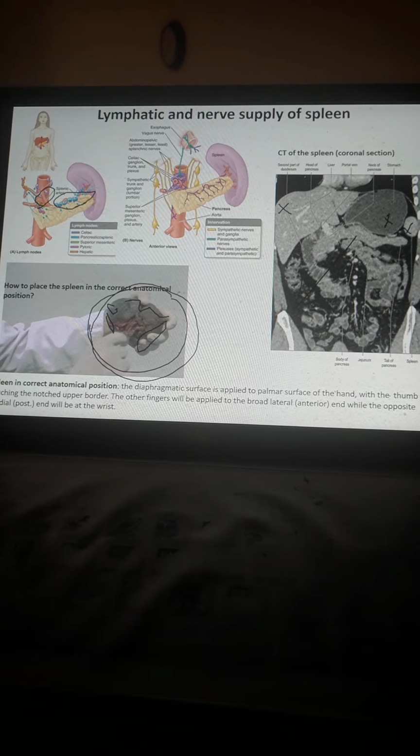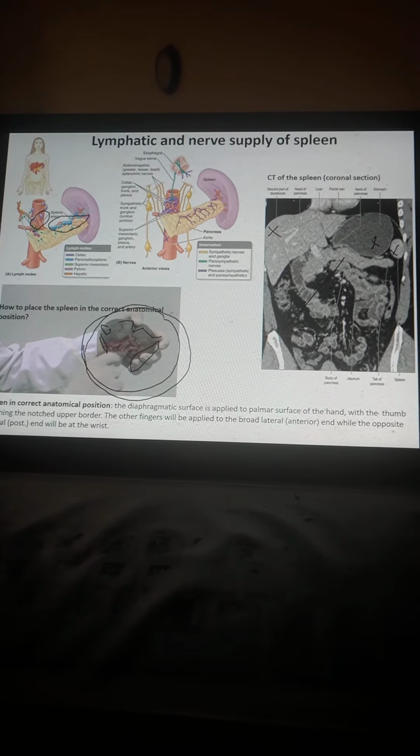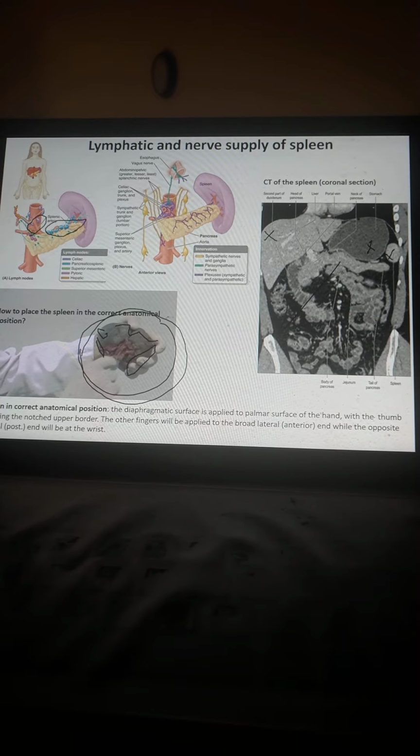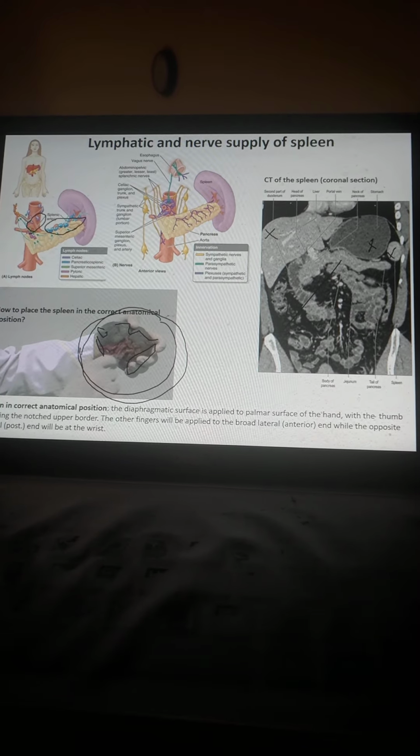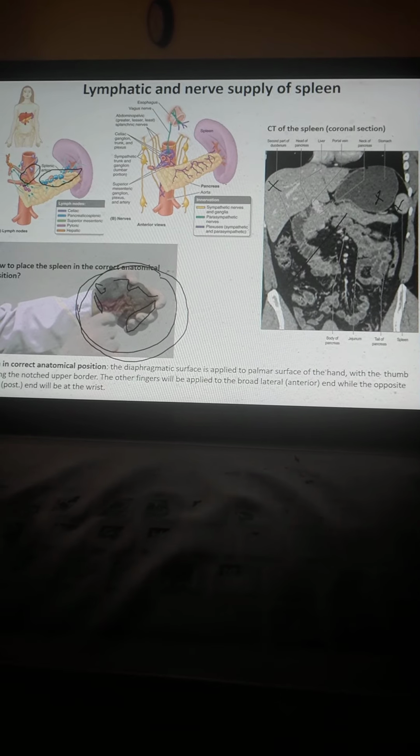The spleen also has nerve supply, of course, mainly sympathetic nerve supply, which arises from the sympathetic trunk, and this sympathetic supply to the spleen is vasomotor.